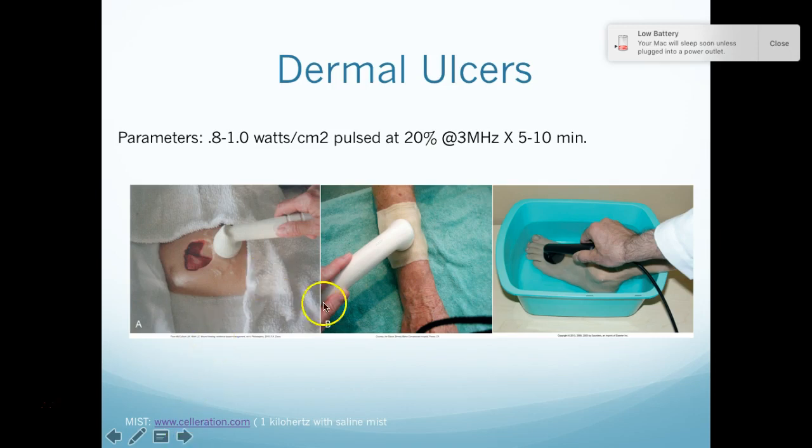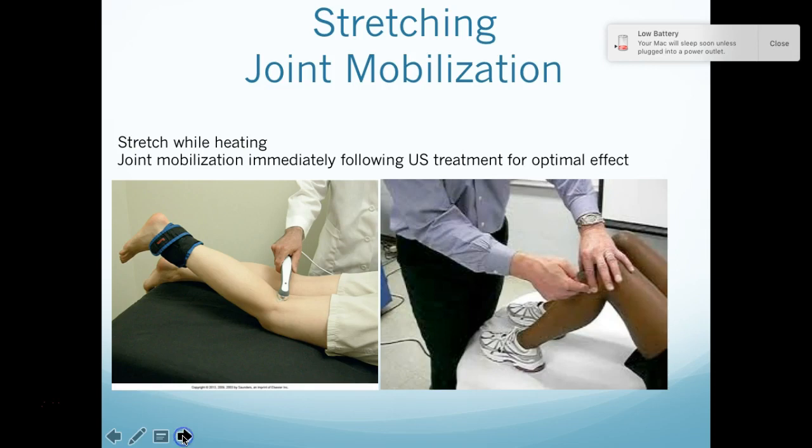Dermal ulcers, again, like we talked about, they do it around the area. They can do it with something over it or in water. Now we do much more of this mist ultrasound. There's right here a little video that you can watch. You just click that on and it can show you what's going on with the mist therapy, and it's very beneficial, and there's good research out there for that as well.